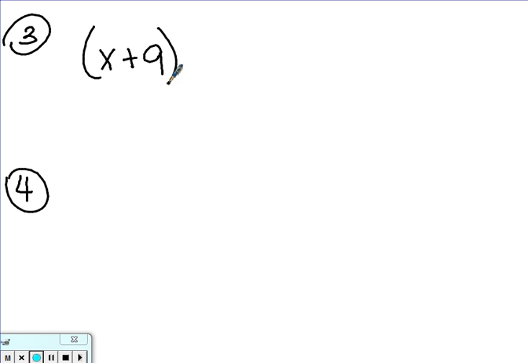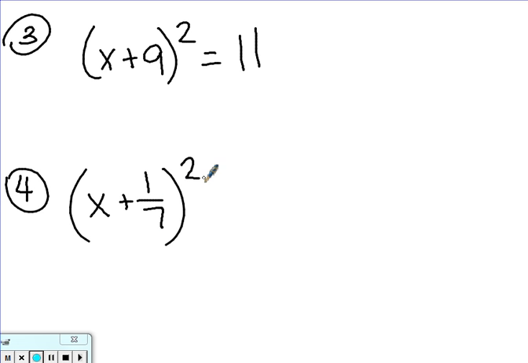Examples 3 and 4, you're going to do on your own, and we're going to check them when you come into class tomorrow. The first example is (x + 9) squared equals 11. And the second example is (x + 1/7) squared equals 8. Try those examples on your own, and we'll check them when you come into class.